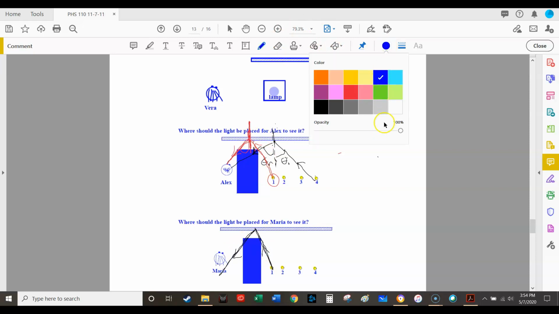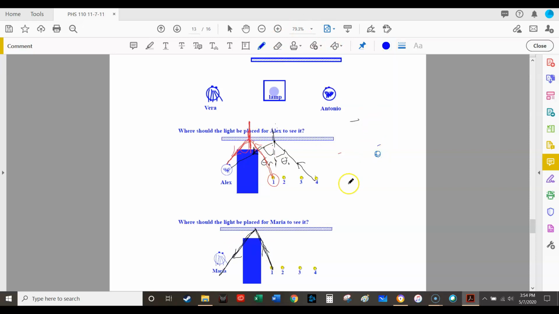Let's try a different color. Number 2 looks like if I draw number 2 and I nick that edge there, it's going to then hit Maria. Okay, so it looks like number 2 is going to happen, but not number 1. And number 3, I'm going to draw that. And it looks like number 3 is going to work.